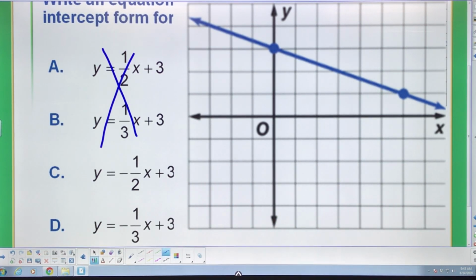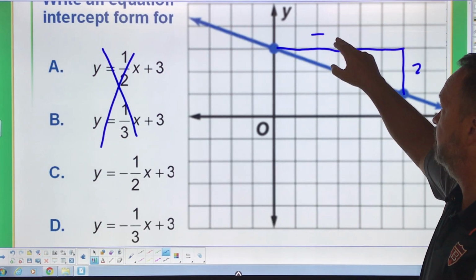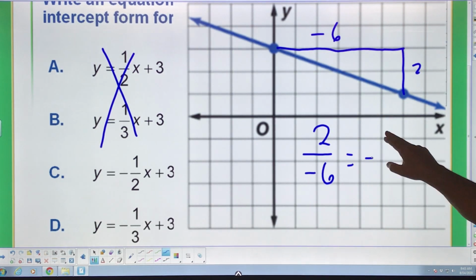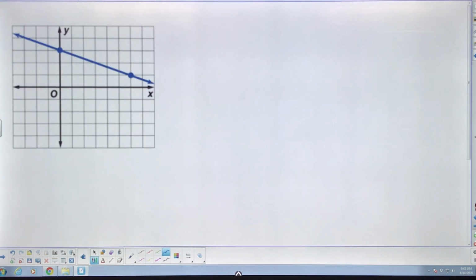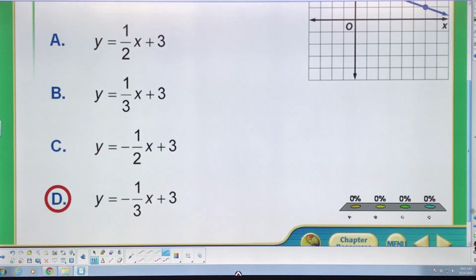So it comes down to the slope. Rise 1, 2, run 1, 2, 3, 4, 5, 6 in the negative direction. Rise 2, run negative 6, slope is negative 1/3, answer is D. It's the same problem. Answer is D.